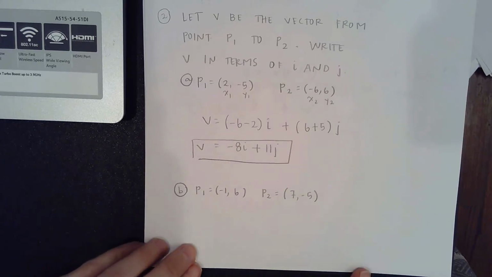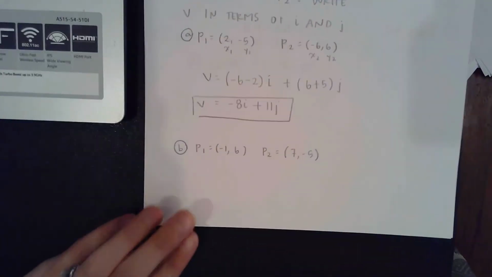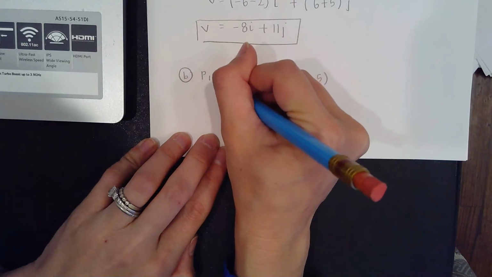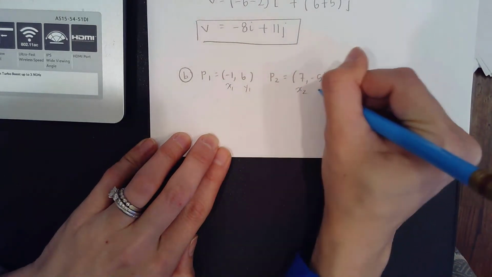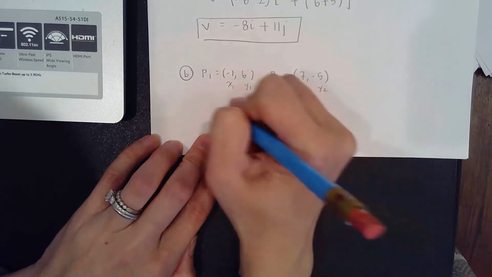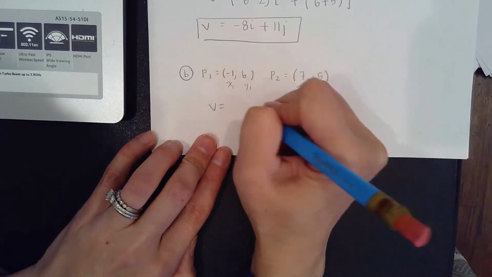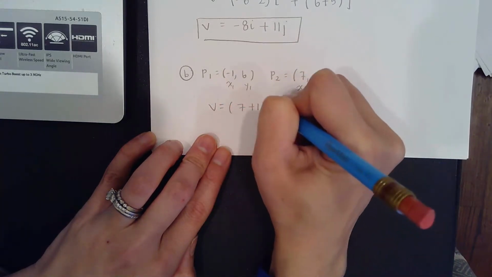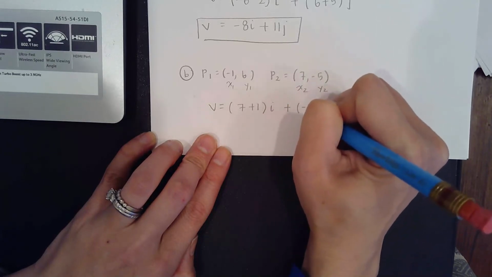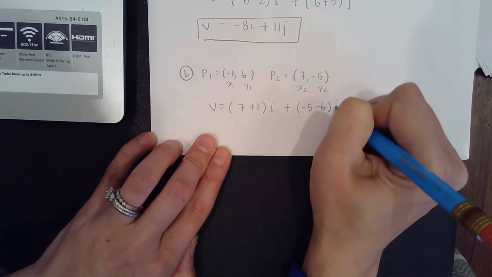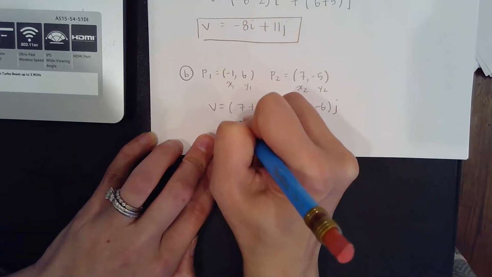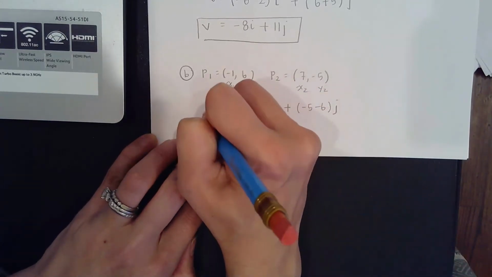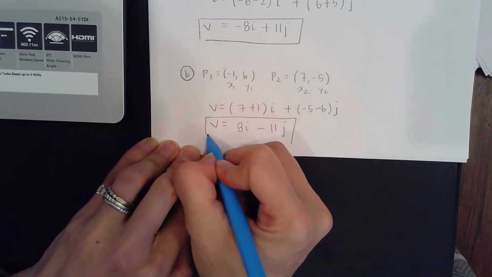All right, so do that B1 for me. Alright, so here's your x1, here's your y1, here's your x2, and then here's your y2. So your vector is going to be 7 minus a -1 plus -5 minus a 6. Sorry, that's a J. So this will be 8I minus an 11J. So now this is going to be the vector in standard form.